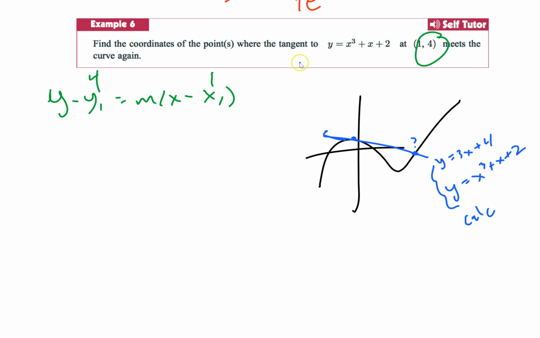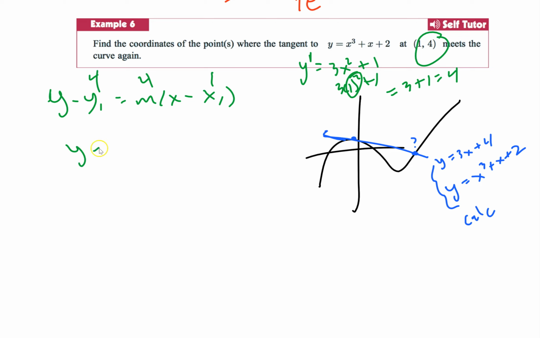Remember the way we do that? We take the derivative and plug our x1 in, right? Because that's the slope of the tangent line, which literally means the derivative. So 3x squared plus 1. Plug our 1 in, right? Don't ever plug that in there. Plug the 1 in. So 3 times 1 squared plus 1. Do this first. And you get 3 plus 1, which is 4.